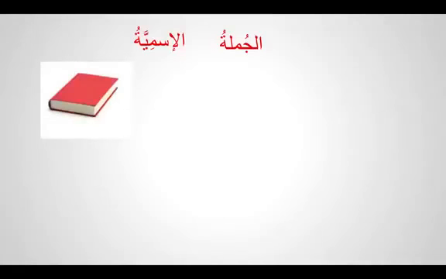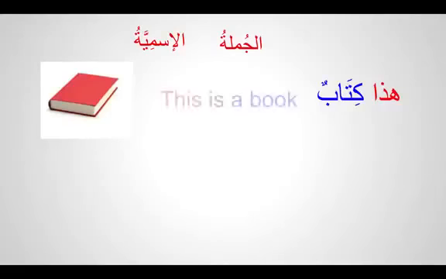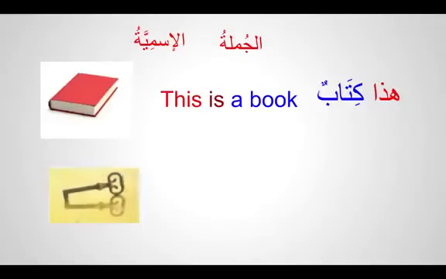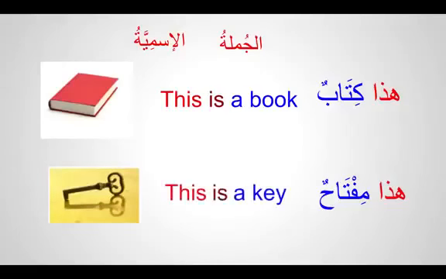So how do we say this? This is a book. Book means kitab. So if I want to say this is a book, how do we say? Say Hadha kitabun, this is a book. What is this? Say Hadha miftahun, this is a key.